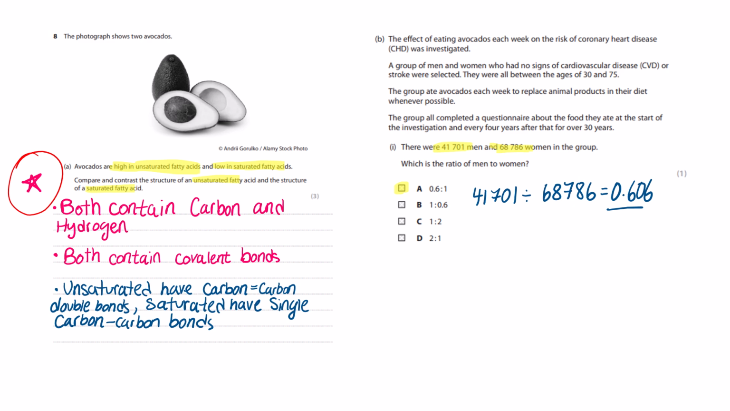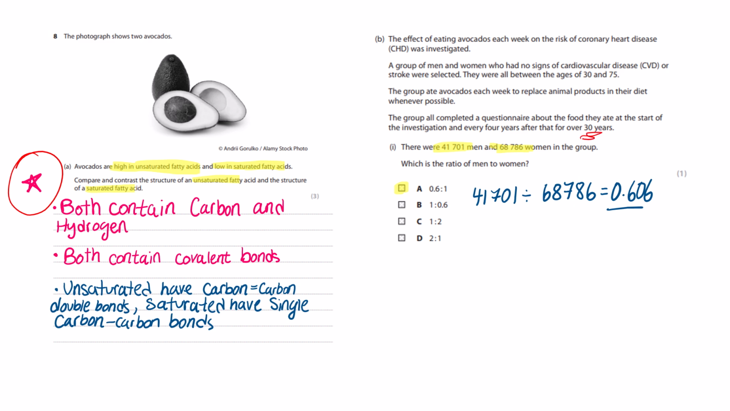The effects of eating avocados each week on the risk of coronary heart disease was investigated. A group of men and women who had no signs of cardiovascular disease or stroke were selected. They were all between the ages of 30 and 75. The group ate avocados each week to replace animal products in their diet whenever possible. The group all completed a questionnaire about the food they ate at the start of the investigation and every 4 years for over 30 years. That's a good period for an exam.